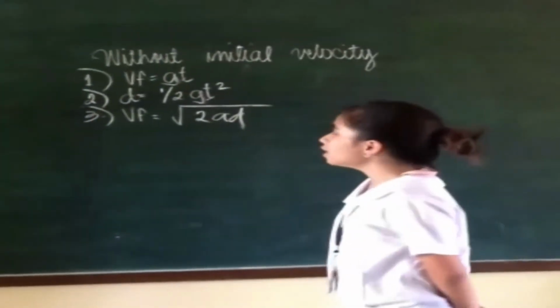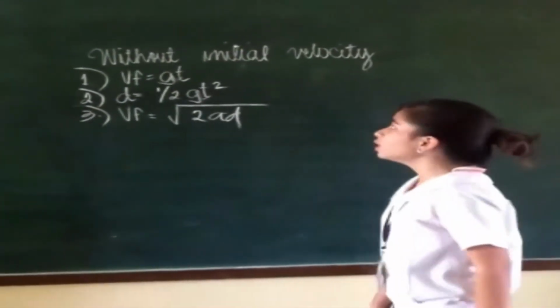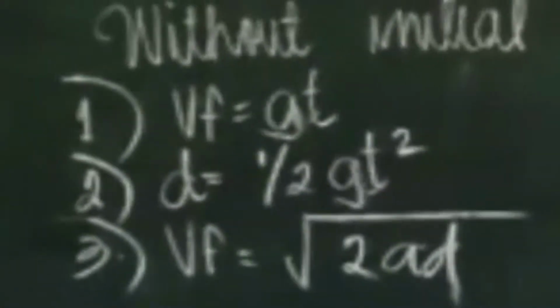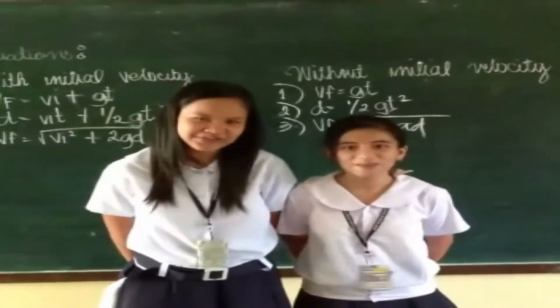And here are the three last equations without initial velocity. Vf equals gt, d equals 1/2 g t squared, and Vf equals the square root of 2gd. Thank you.